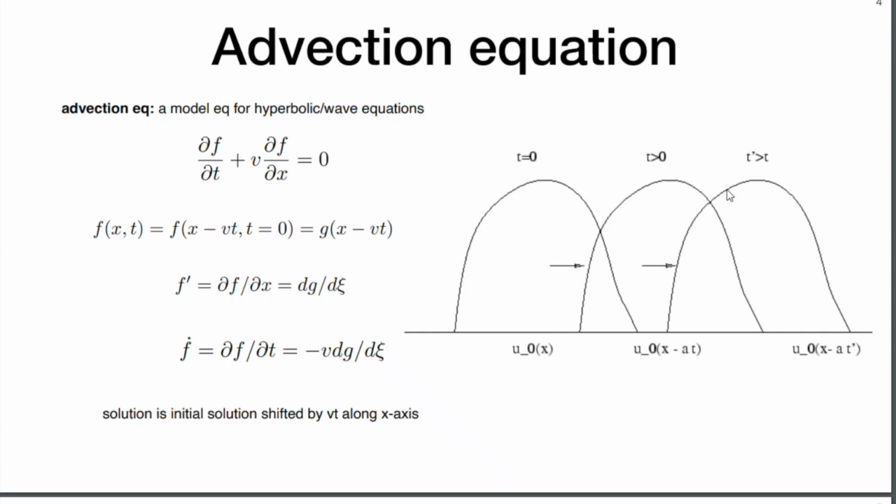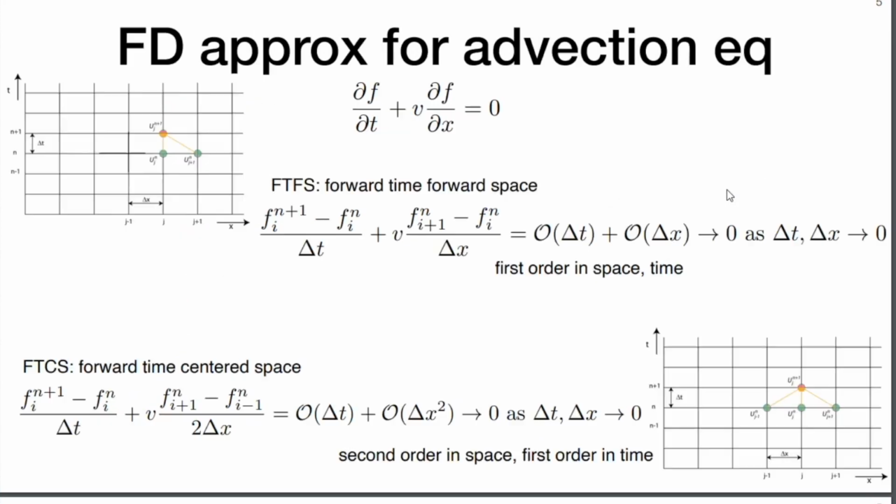So this is t equal to 0. This is some later time, much later time. Same thing. Okay, so we looked at this equation, looked at characteristics and so on. But now we are just doing finite difference. We're really not thinking so much about connecting with the physical content of the equation. So this is the advection equation, dou f dou t plus v dou f dou x equals 0.